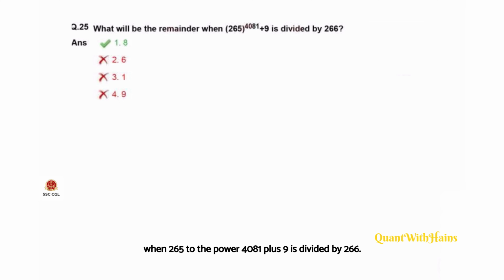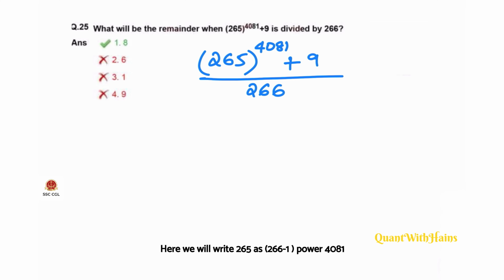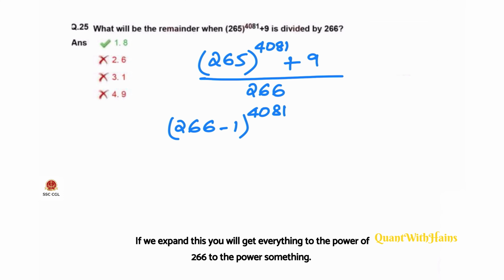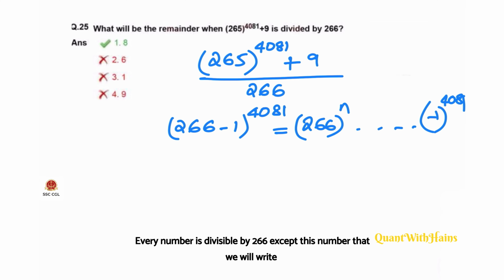Here 25th question, they are asking what will be the remainder when 265 to the power 4081 plus 9 is divided by 266. Here it is given that 265 to the power 4081 plus 9 divided by 266. Here we will write 265 as 266 minus 1, to the power 4081. If you expand this, you will get everything with powers of 266. But at the last, you will get minus 1 to the power 4081. Every number is divisible by 266 except this number.